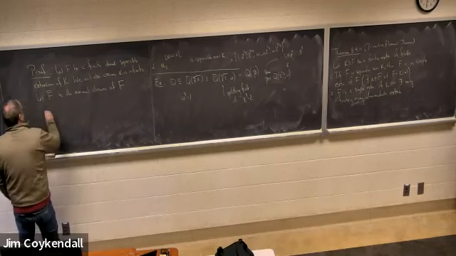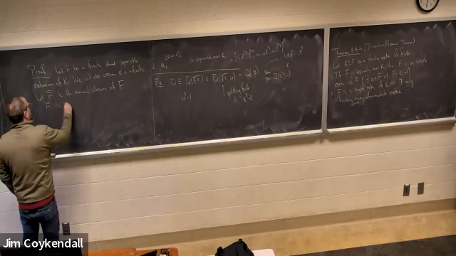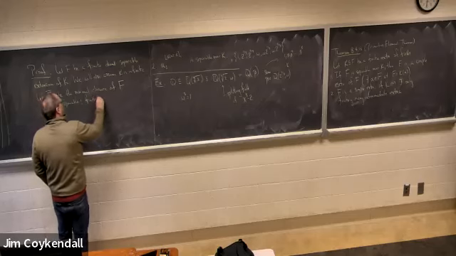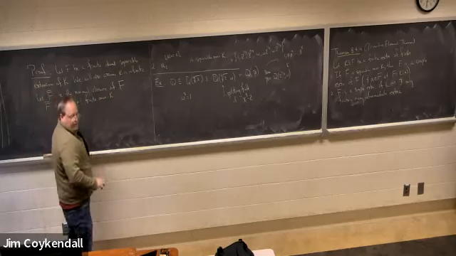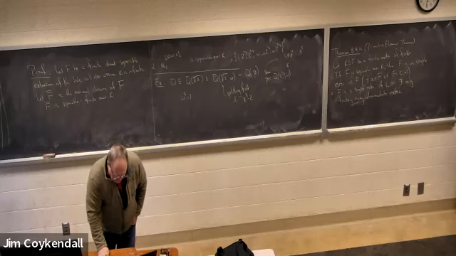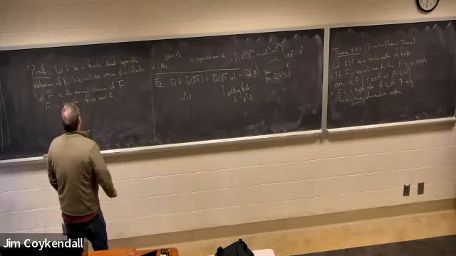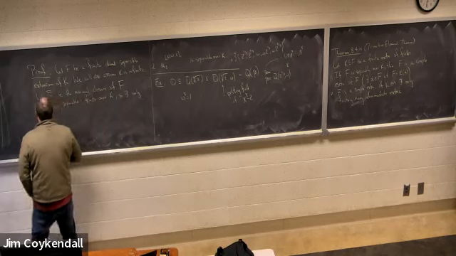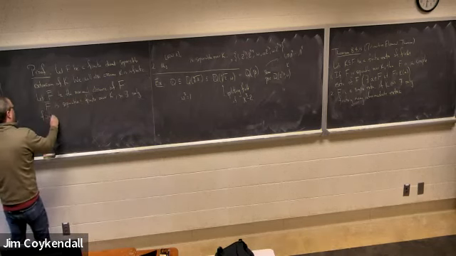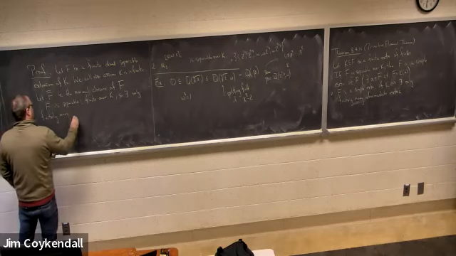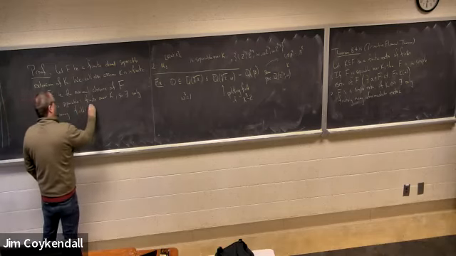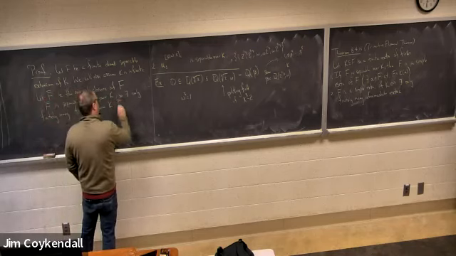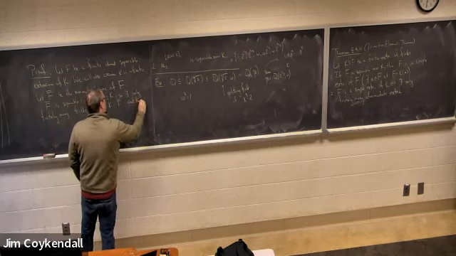This extension F bar is separable and finite. So there exist only finitely many intermediate fields between K and F bar, and hence between K and F.